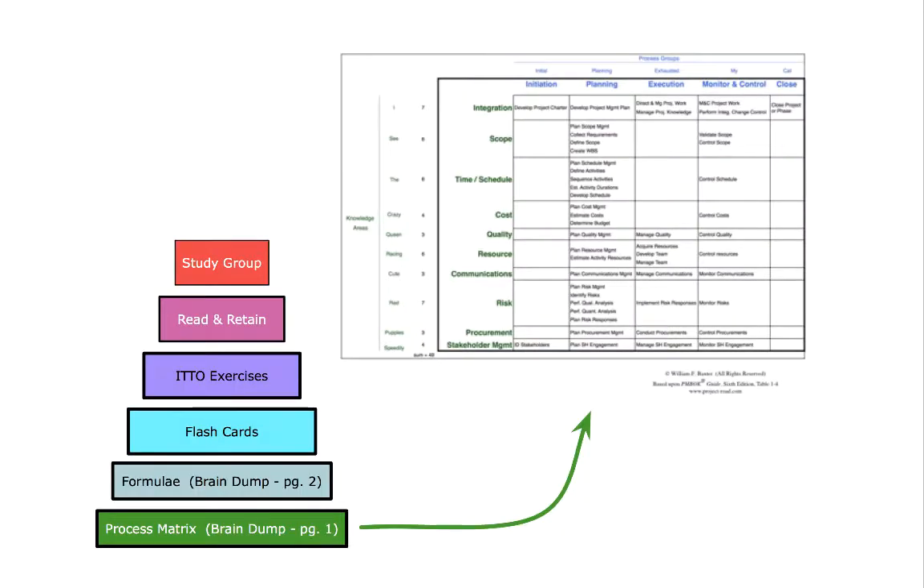So first, at the very core, we have the process matrix. This is the real foundation of everything you're going to learn, and this will be page 1 of your 2-page brain dump. This is that matrix that you'll find on page 25 of the PMBOK guide, the 6th edition, which has these 5 columns and 10 rows holding the 49 processes that make up the PMI framework for project management.